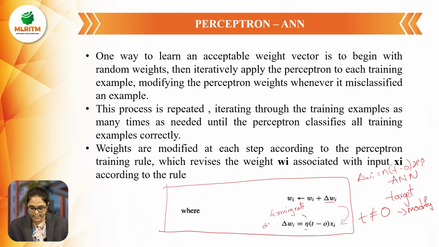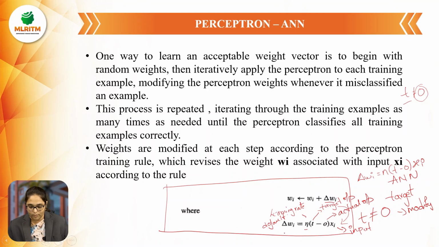This is default represented. And next one, t is nothing but the targeted output, and o is nothing but the actual output. And x is nothing but the input value for which you need to modify the weights. So we modify the weights when the targeted output is not equal to the actual output. The targeted output is defined already, and the actual output is what we find out for a particular ANN.